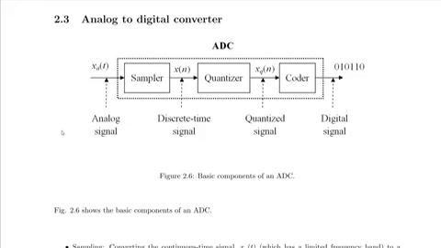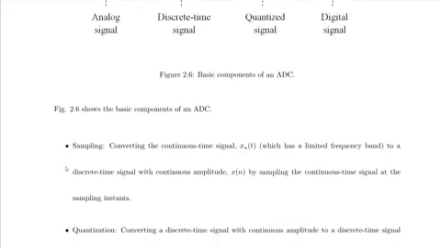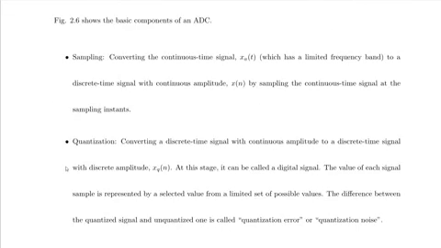Analog to digital converter. Figure 2.6 shows the basic components of an ADC. Sampling: converting the continuous time signal x_a(t), which has a limited frequency band, to a discrete time signal with continuous amplitude denoted by x(n), by sampling the continuous time signal at the sampling instances.